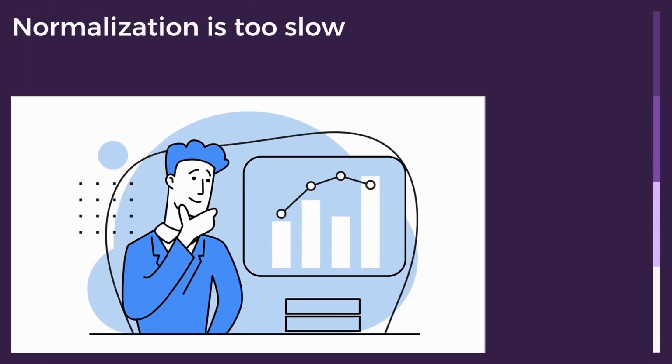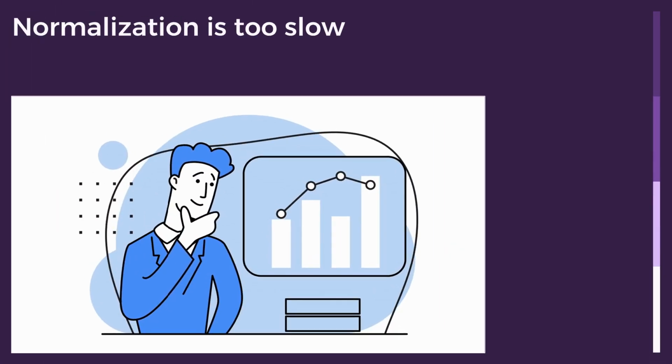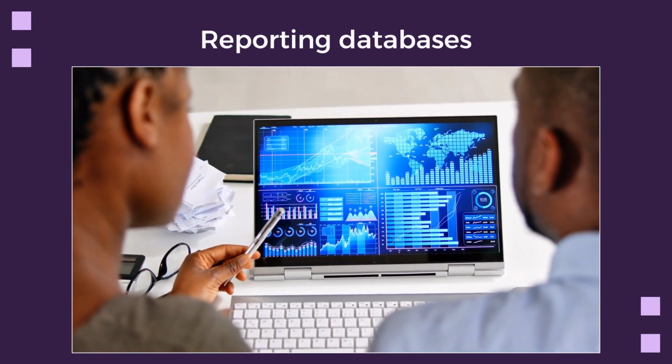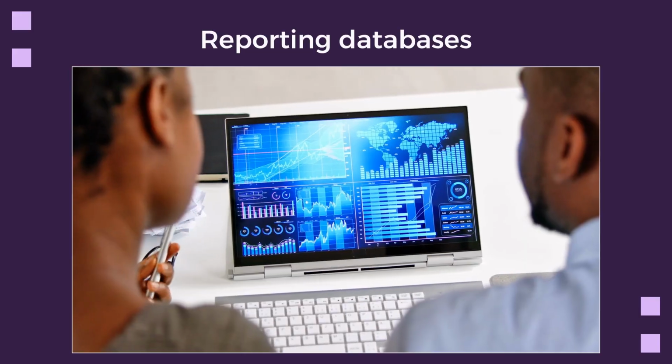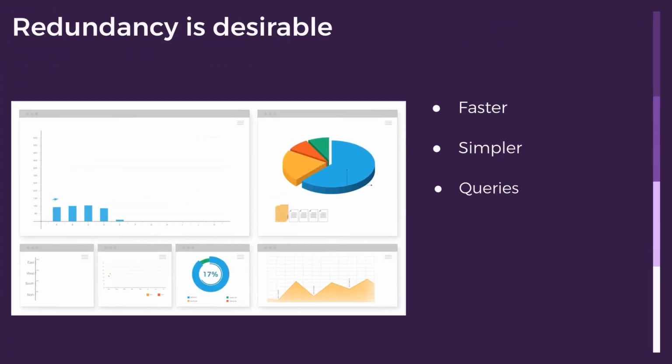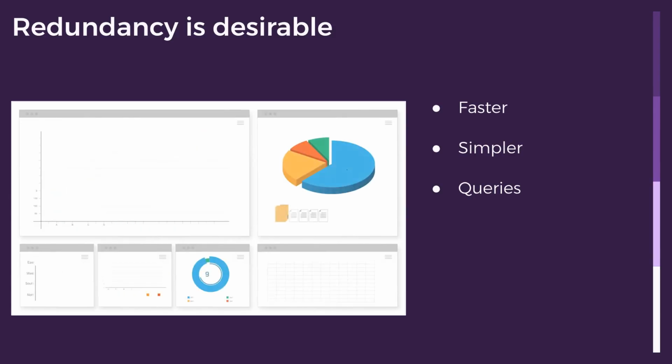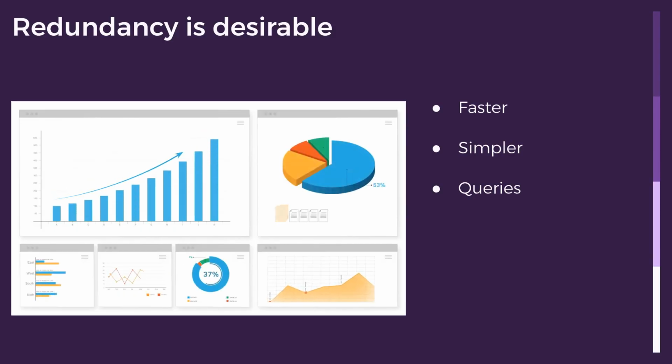However, sometimes an ideal database design can be too slow when it comes to reading and analyzing large amounts of data. In databases used primarily for reporting, changes are infrequent, which changes the design priorities. Here, redundancy is acceptable, and sometimes even desirable. Redundancy can make queries faster and simpler by avoiding complex joins.